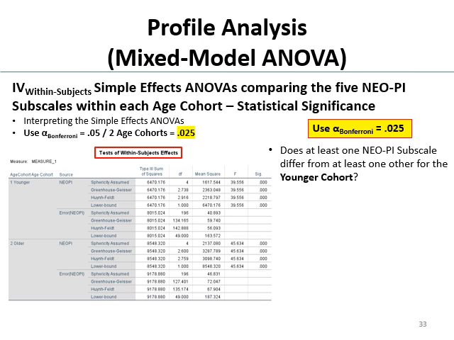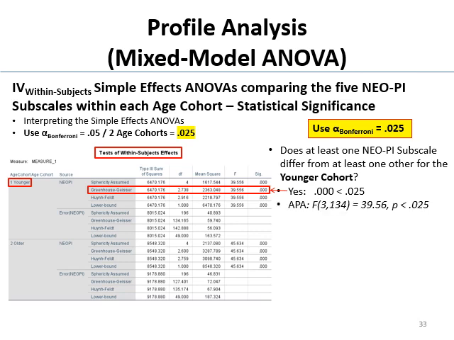Does at least one NEO-PI subscale differ from at least one of the others for the younger cohort? So looking at the top of this table where it says younger, note that under source there's NEO-PI and error. Those are the two things, the effect and error. What line are we going to look at? Greenhouse-Geisser. Is that less than 0.05, or 0.025? The answer is yeah, sure is. So at least one of the NEO-PI subscales differed from at least one of the others for young folks. That is, they're higher on at least one of the NEO-PI scales than at least one of the others.